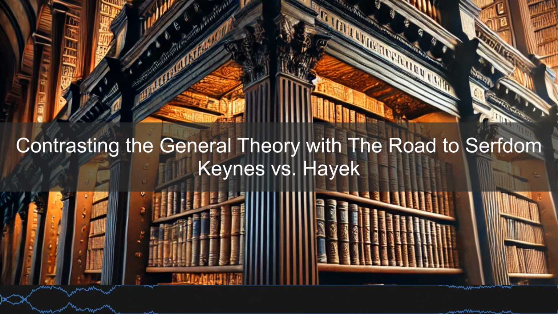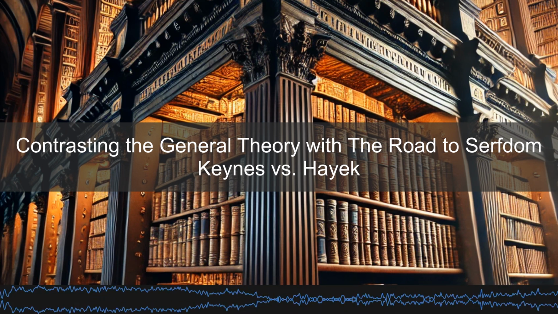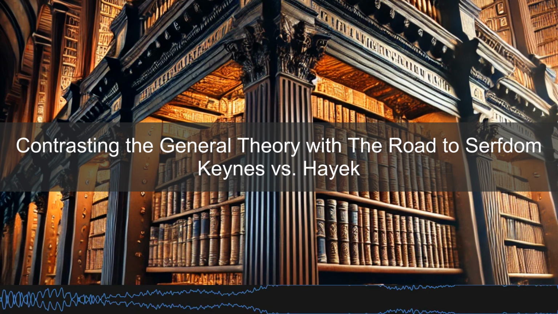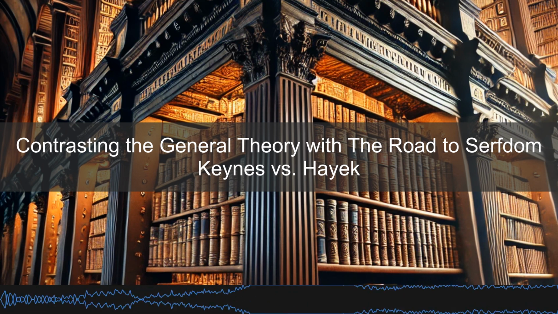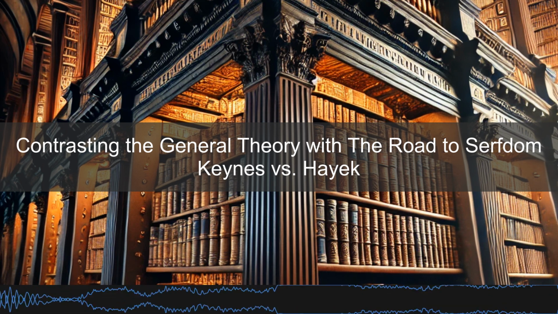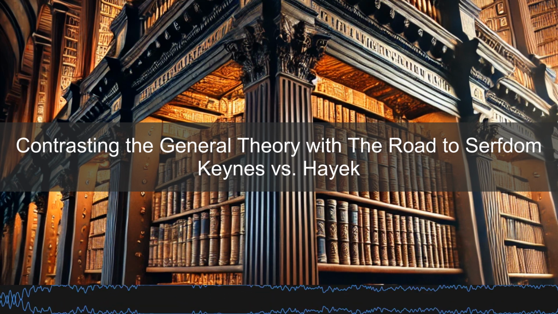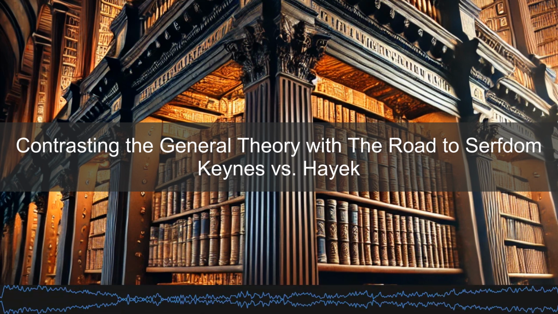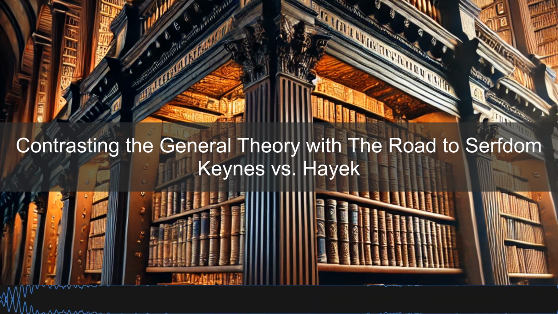What's Keynes' take on this? Does he just dismiss Hayek's concerns? Keynes acknowledges that central planning can be problematic and that there are risks associated with government intervention in the economy. However, he argues that these risks are outweighed by the benefits of economic stability and social justice. He believes that government has a role to play in mitigating the negative consequences of market failures, promoting full employment, and ensuring a more equitable distribution of wealth.